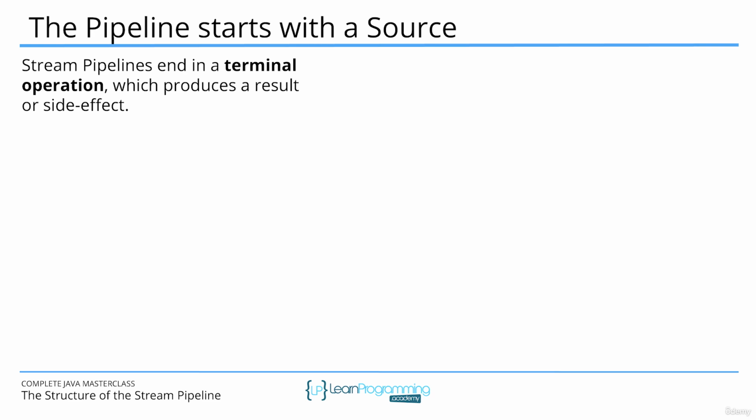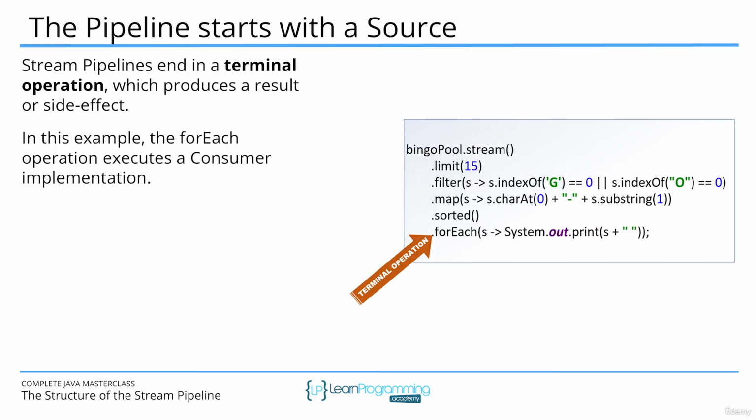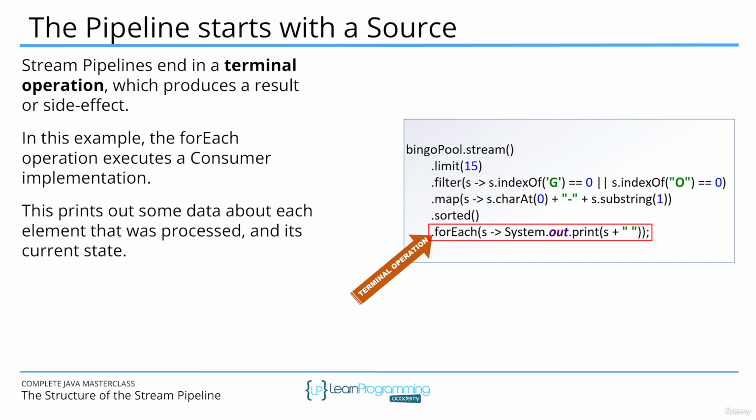Stream pipelines end in a terminal operation which produces a result or side effect. In this example, the for each operation executes a consumer implementation. This prints out some data about each element that was processed and its current state. A terminal operation is required. There are many different kinds of terminal operations returning many different types. The for each operation, along with the similar for each ordered operation, are the only ones that don't return anything. They're void, in other words. I'll be reviewing all of these with you over the course of this section.